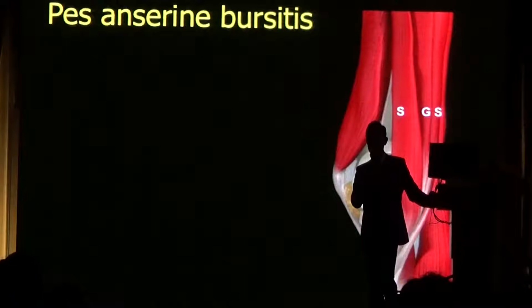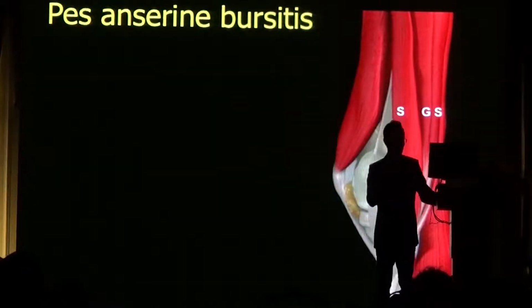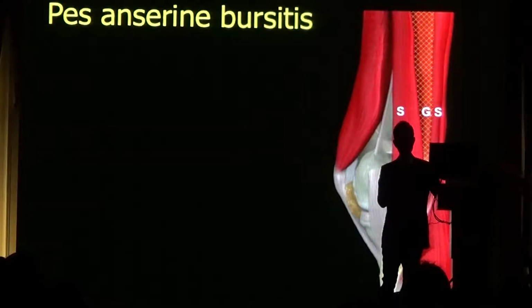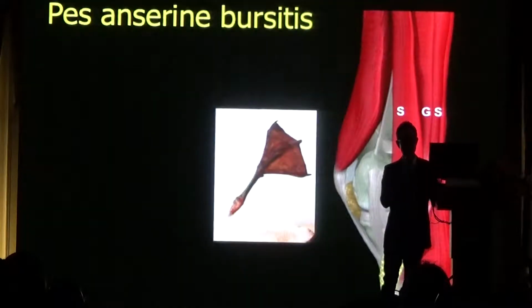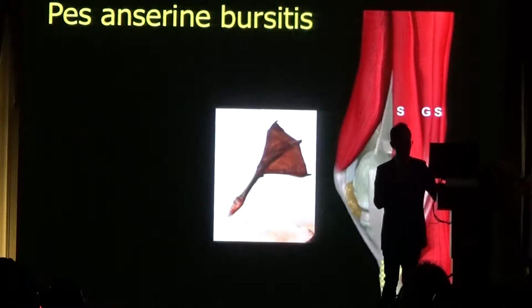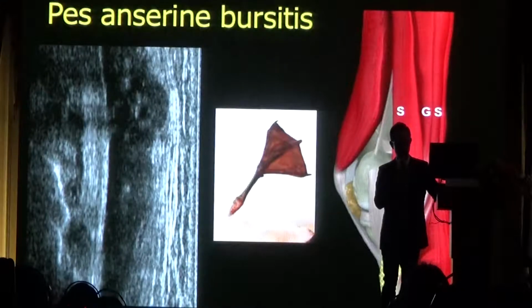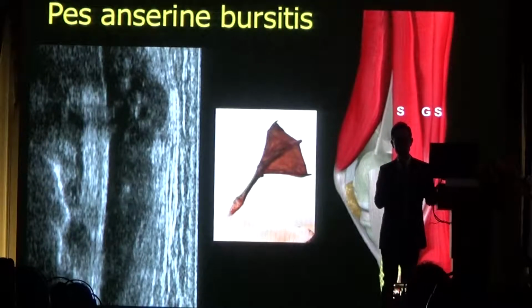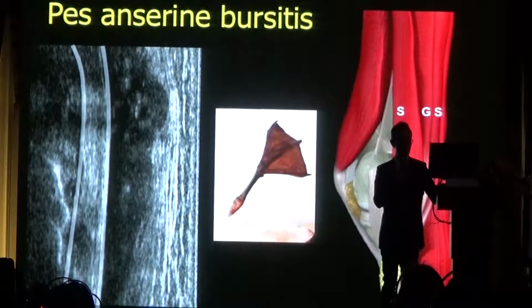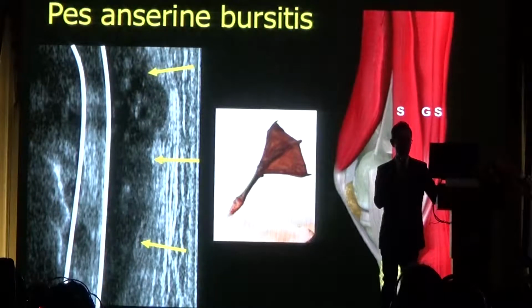For the people who remember their anatomy, the pes anserine is the goose foot. So anteriorly you have semimembranosus, gracilis, and sartorius, and that's described as the goose foot because you've got the three tendons that come together, and you can have inflammation in the bursa as the pes anserine courses over the anterior aspect of the tibia, and so you can see here the thickening in the pes anserine.